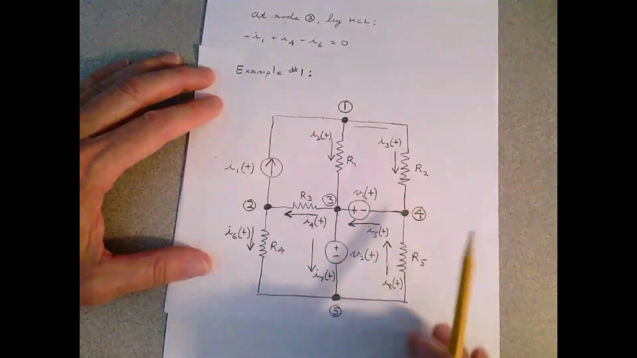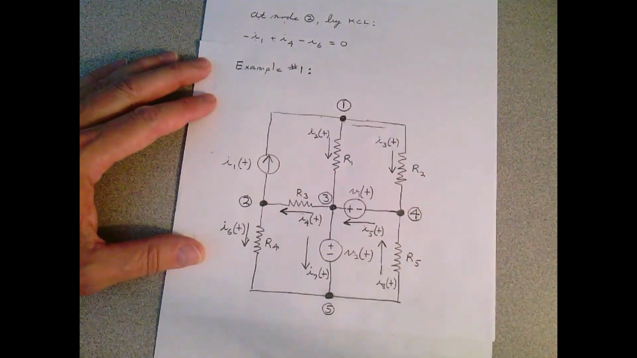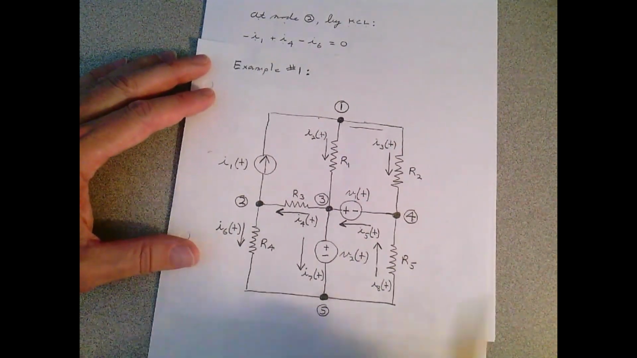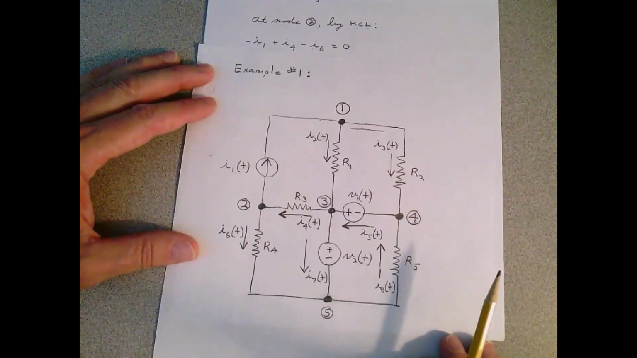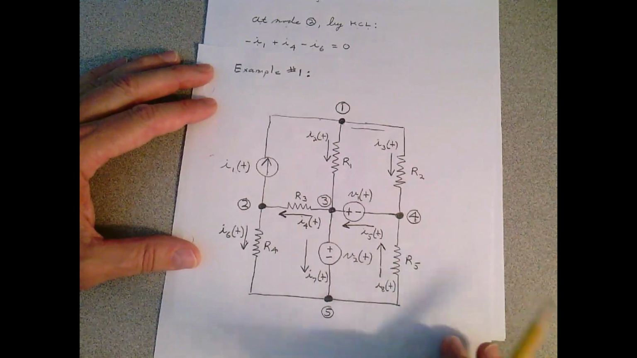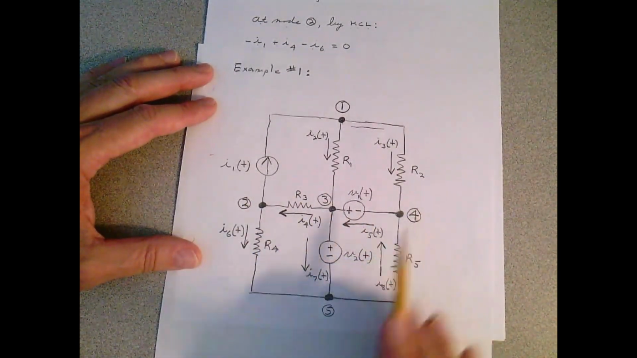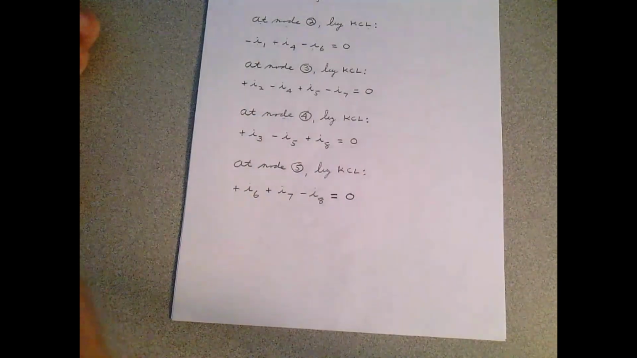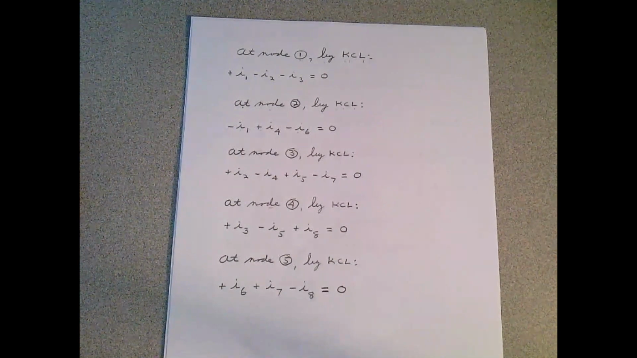Now I want you to go ahead and take a piece of paper. This step is very, very important for nodal analysis, which is coming up. You have to be able to do this. It might look simple, but I want you to try it on your own. Try it at node 3, node 4, and node 5, and see if you get the rest of my equations.